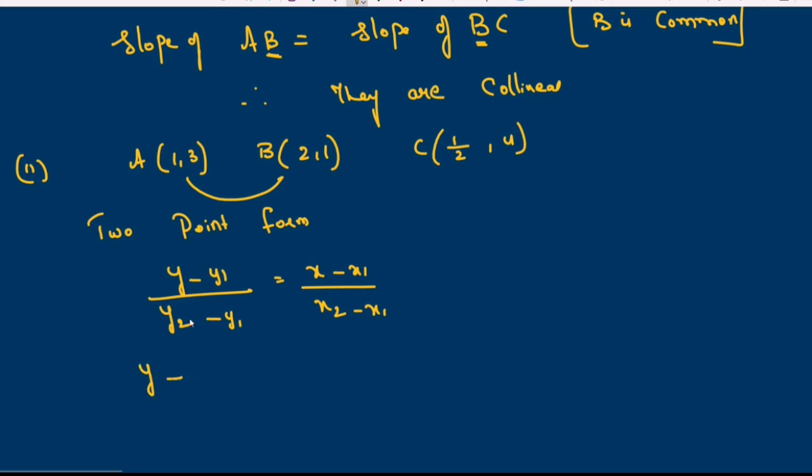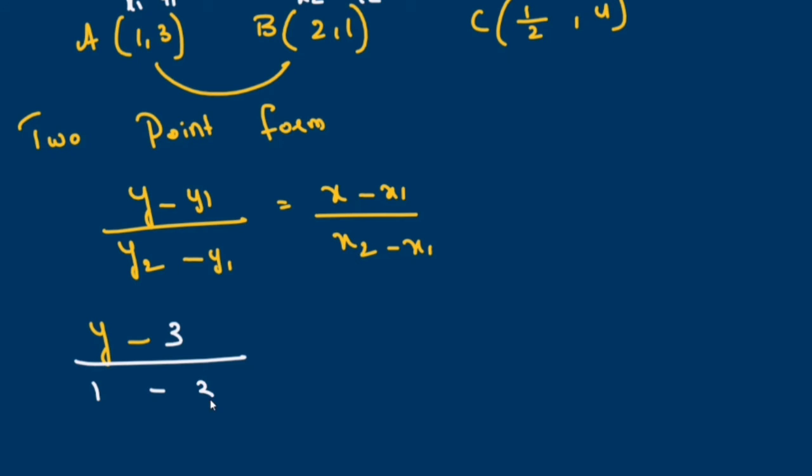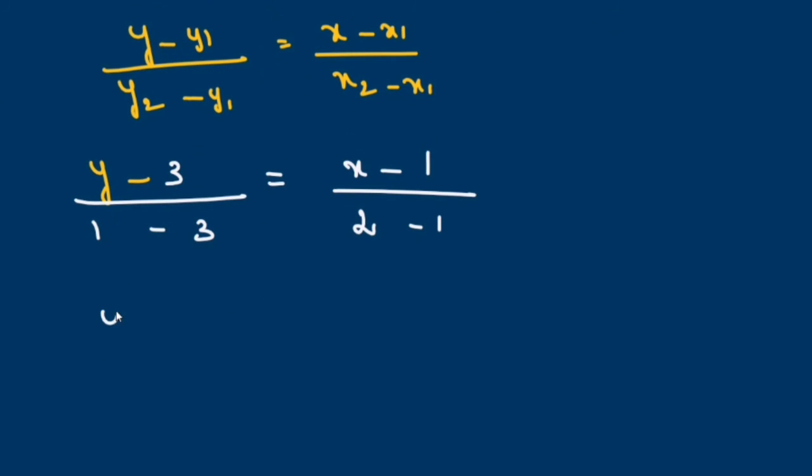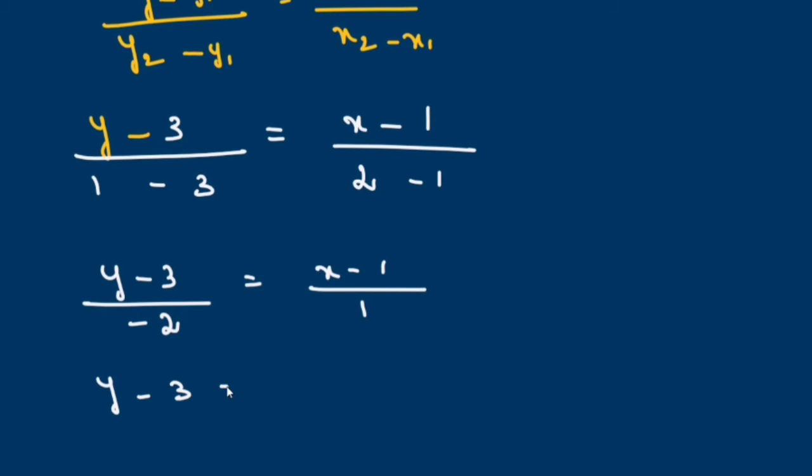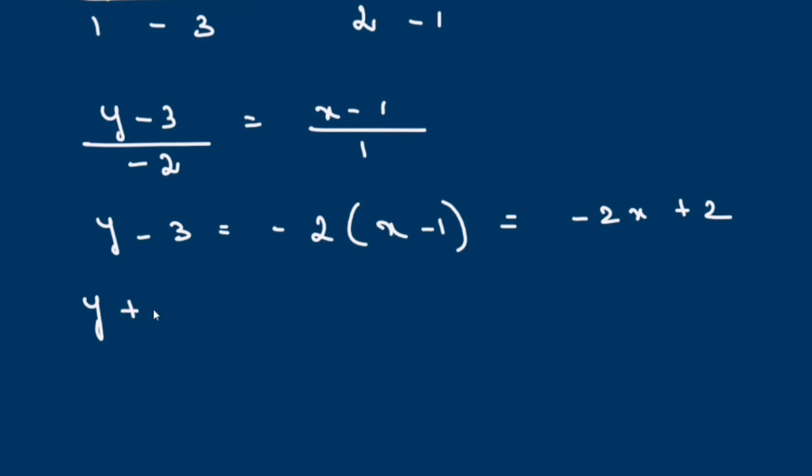So y minus y1 is, this is x1 y1, this is x2 y2. So y minus y1 is y minus 3, y2 minus y1 is 1 minus 3, x minus x1 is 2 minus 1. So y minus 3 by minus 2 is x minus 1 by 1. So we get y minus 3 is minus 2 into x minus 1. So this is minus 2x plus 2. So y plus 2x is equal to 5 we are getting.